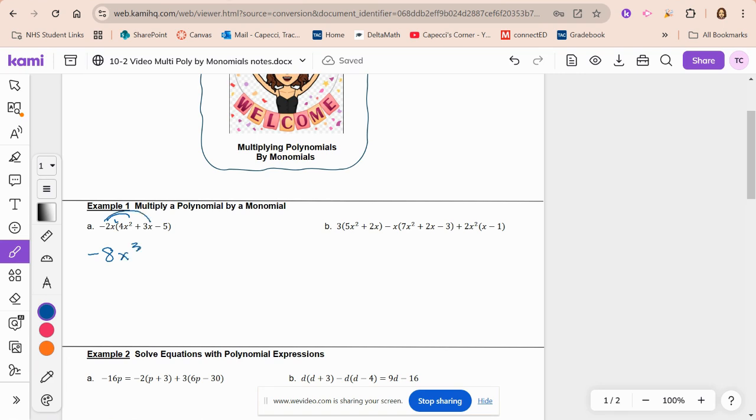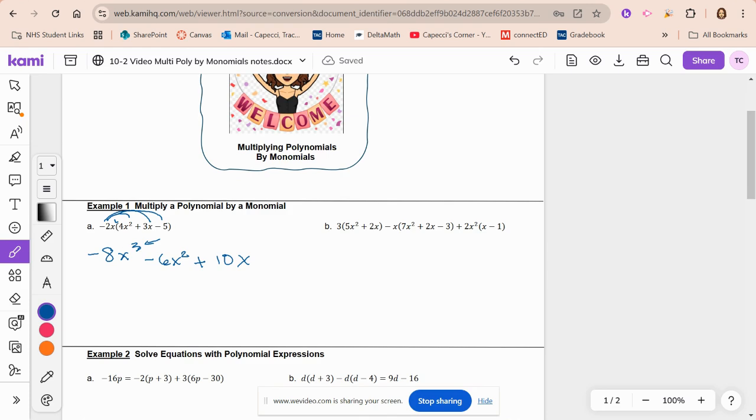Do the same thing, distribute again. I get negative 6x to the second. And then finally, a negative times a negative gives me a positive 10x. The answer is in standard form, highest exponent, descending order, and I don't have any like terms to combine, so that's my final answer.